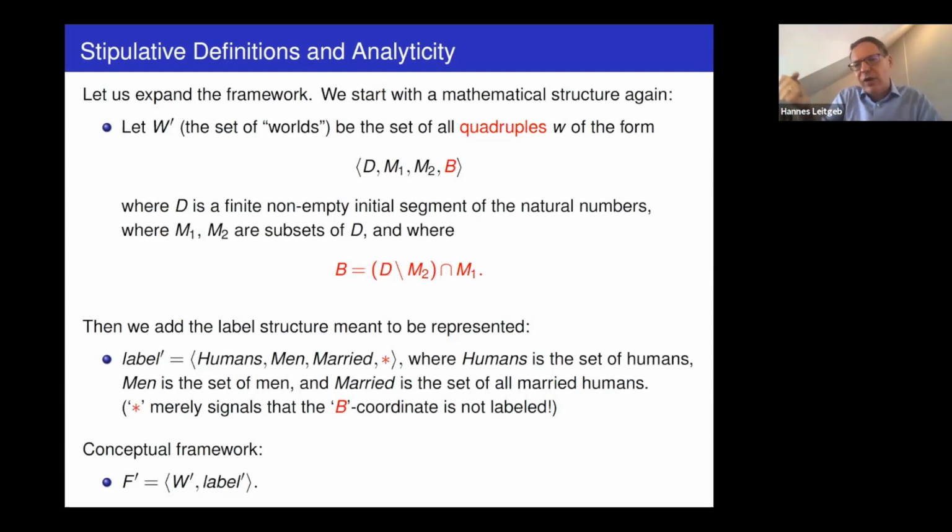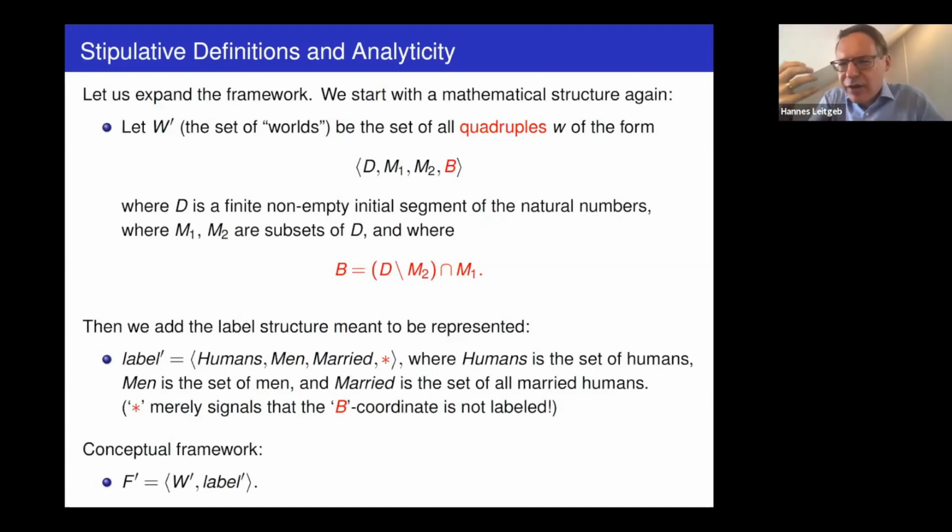But my worlds are strictly speaking now quadruples, which have this fourth component, okay? And now you might think, oh, okay, B is going to represent something in the world, but actually that's not the case, okay? So I put here in my label structure just a red asterisk. The red things are the new bits, okay? The rest you already know. And the asterisk is a mnemotechnical device that signals that the B coordinate here will not be labeled at all, okay? You don't have to compare it to anything in the real world, as it were, okay?